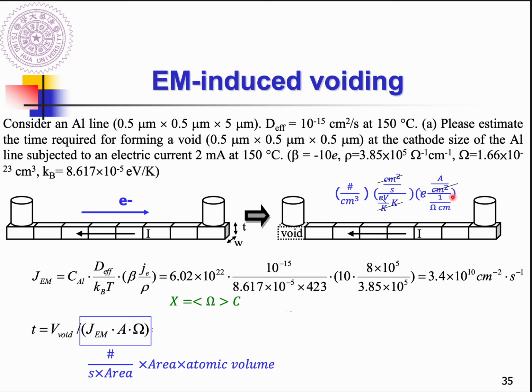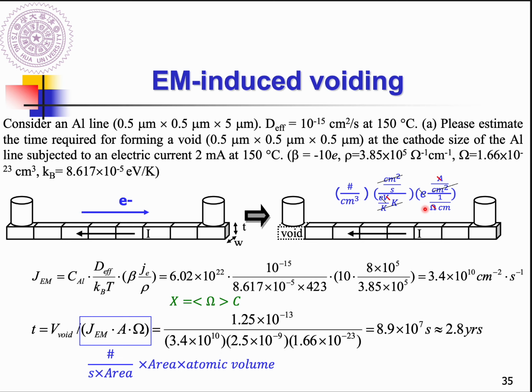Okay, before we put it here, you need to do the unit check. So delete some part. Then you can confirm whether the unit actually is the correct unit for the flux. If it's correct, you just put the value here. Then you can get around 8.9 times 10 to the 7 seconds.